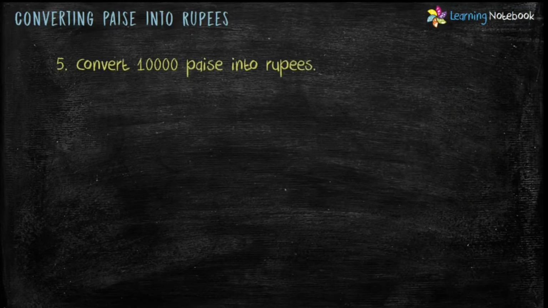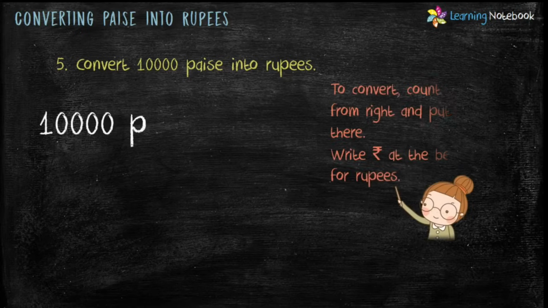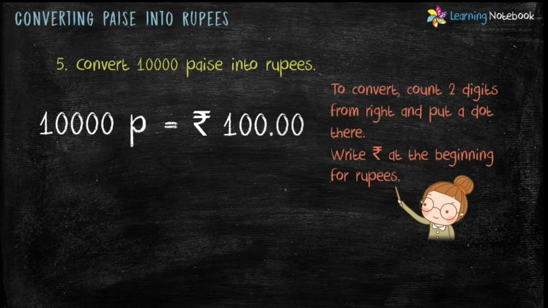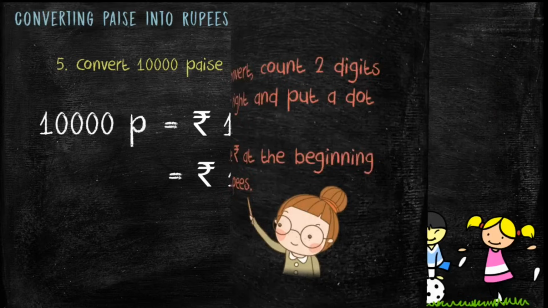Let's do one more example. Convert 10,000 paise into rupees. So students, to convert paise into rupees, we will count 2 digits from right and put a dot there and then put a rupee symbol at the beginning for rupees. So 10,000 paise equals to rupees 100.00 or we can write it as rupees 100.